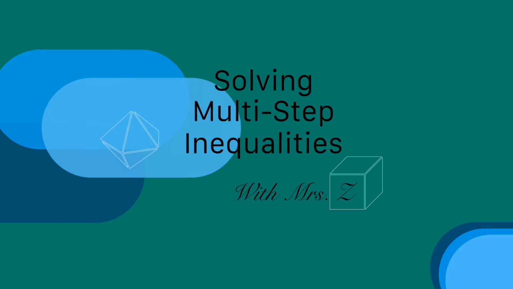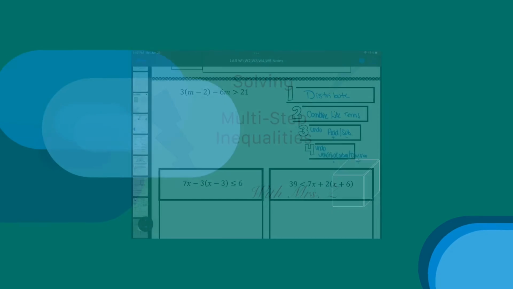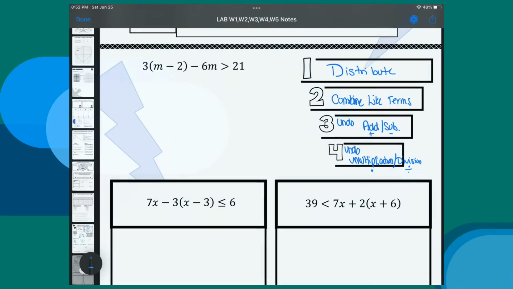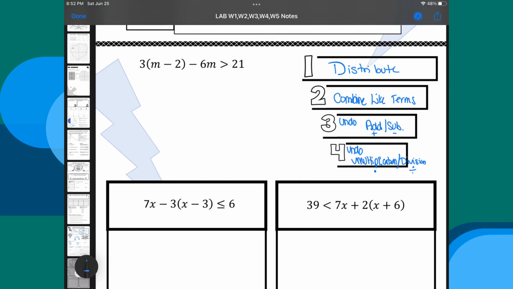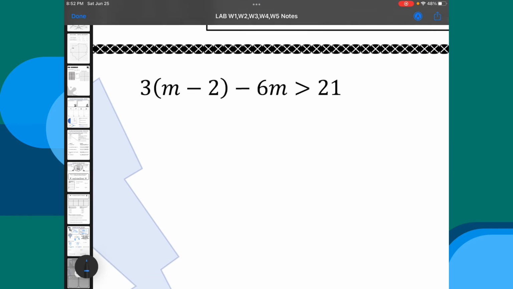Let's solve some multi-step inequalities. Let's talk about solving multi-step inequalities. We use the same steps as if we were solving an equation. Distribute, combine any like terms, undo addition or subtraction, undo multiplication or division. Remember to watch out for multiplying or dividing by a negative, and then we would change the direction of the inequality sign. So let's take a look.